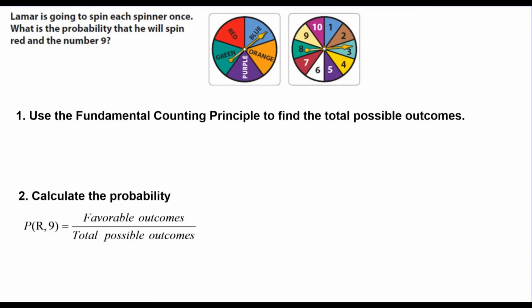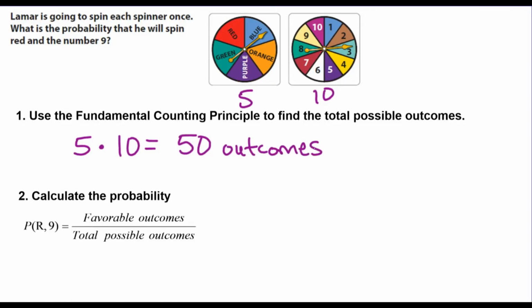So let's take a look at a couple examples of using the fundamental counting principle to find the total possible outcomes. Here, Lamar is going to spin each spinner once. What is the probability that he will spin red and the number 9? So the first thing we need to do is find the total possible outcomes. Well, on this first spinner, there are 5 possible outcomes: red, blue, orange, purple, or green. And on the numbered spinner, there are 10 possible outcomes, 1 through 10. So the fundamental counting principle says if I take 5 times 10, that will tell me how many outcomes there are, and there are 50 possible outcomes.